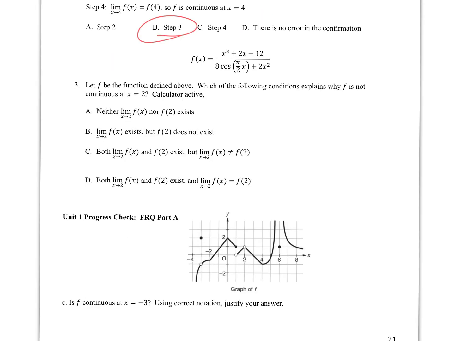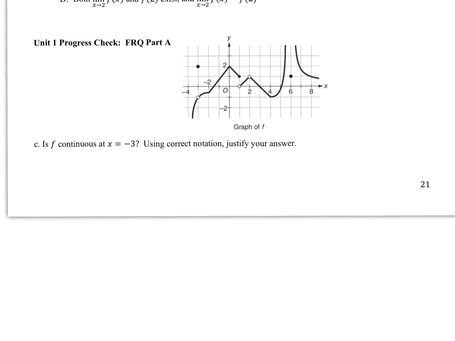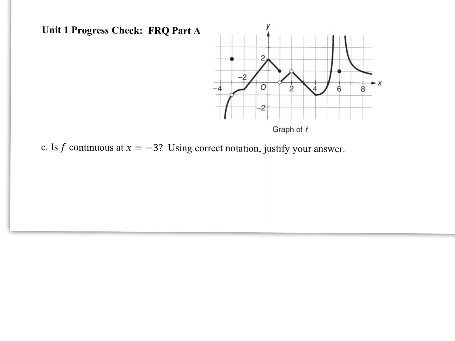Okay, I want to jump to just this last question. Are we continuous at -3? Esther says, nah. Esther's right. Using correct notation, that's what we're working on today. Why are we not continuous? We can't just say there's a hole. What would we say? What would I require?